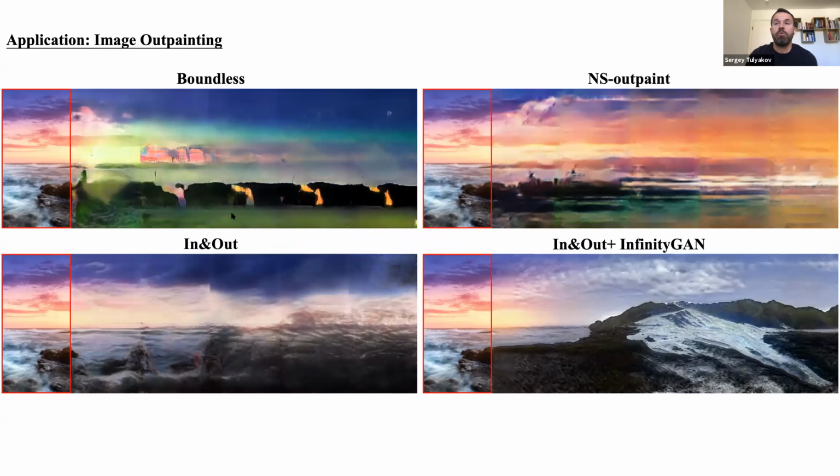If we compare with other methods, we can see that there are boundaries. In the previous slides that I showed for In&Out, I didn't show boundaries, but I said that we generated a patch in between and did blending. Here we just show the output of the network and don't do any post-processing. And for In&Out, there are no such artifacts.